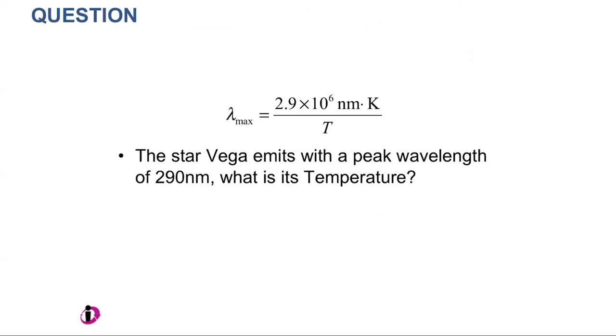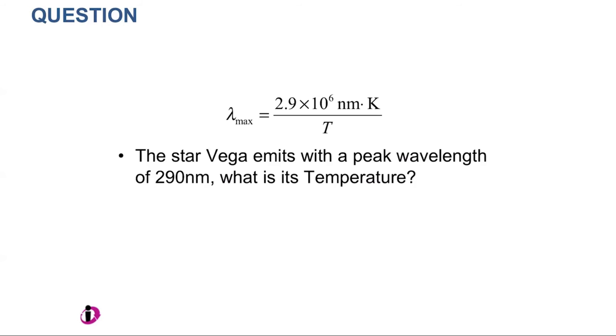How about for a hotter star? Vega emits with a peak wavelength of 290 nanometers. What is its temperature? We can turn this equation around. In fact, I want you to do this. Solve this equation. What is Vega's temperature if it has a peak wavelength of its distribution of 290 nanometers? Go ahead and solve it, and I'll come back and we'll solve it together after you're done.